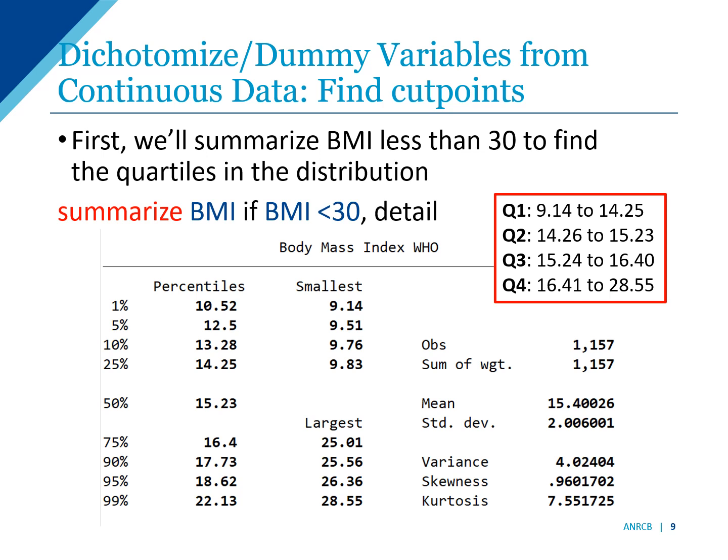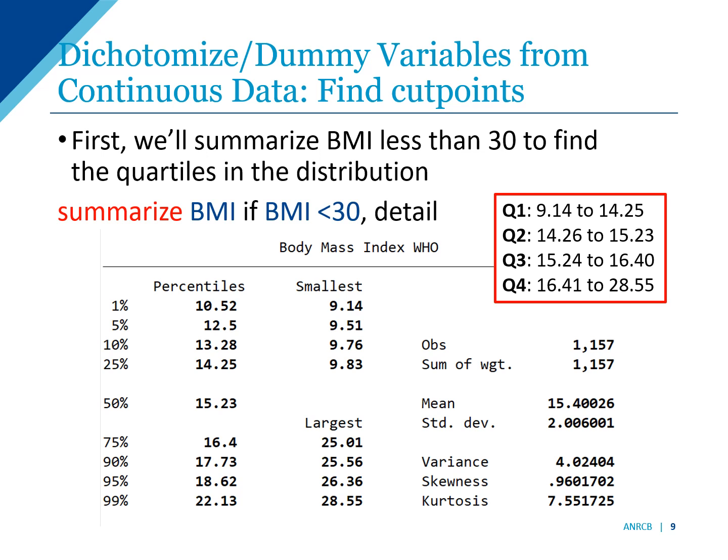First, we'll summarize BMI for those with BMI less than 30 so that we can see where the quartiles are in the distribution. We see that there are 1,157 observations of BMI less than 30. If you recall from 7.3, this summary detail gives us the smallest 4 values and the largest 4 values, and the values for each listed percentile.